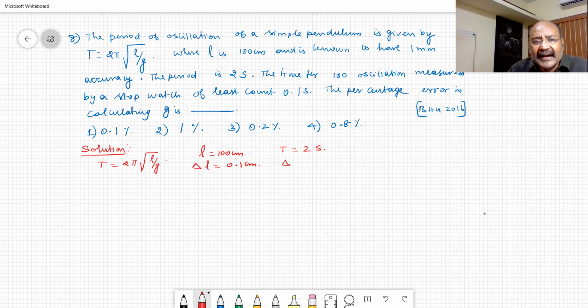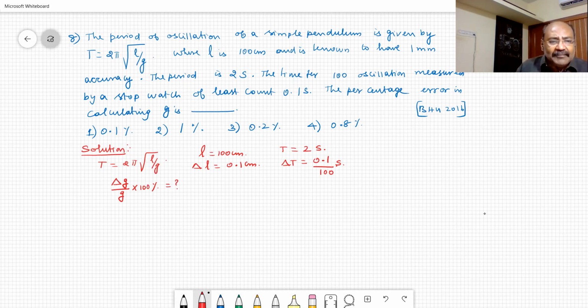That is, delta T is considered to be, for one oscillation we have to calculate. For 100 oscillations it is 0.1, so for one oscillation it is 0.1 divided by 100. That is called delta T in seconds. The percentage error in calculating G: you are asked to calculate the percentage error in calculating G, that is delta G divided by G into 100%. So how to calculate?